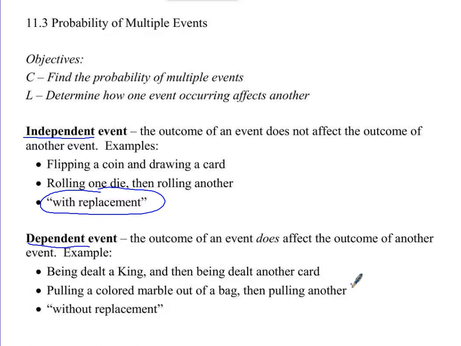Pulling a colored marble out of a bag, and then pulling another colored marble out of the same bag without putting that first one back in. This is going to change your probabilities as well. So that makes it a dependent event. Dependent events are called events that occur without replacement. I don't put it back before I take another. That makes the event dependent.